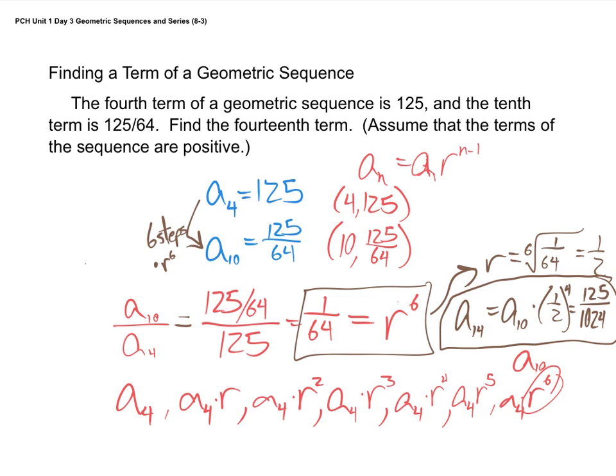So, just to recap this whole process here. If you get the ratio of, I always do the term with the higher n over the term with the smaller n, that ratio will equal r to a power. And the power is going to be however many steps it took, or however many steps are in between the two terms you know.